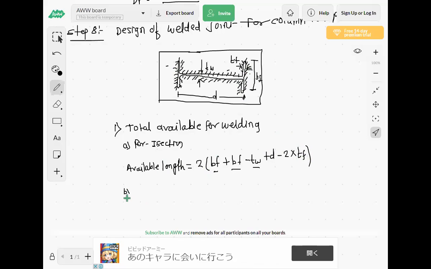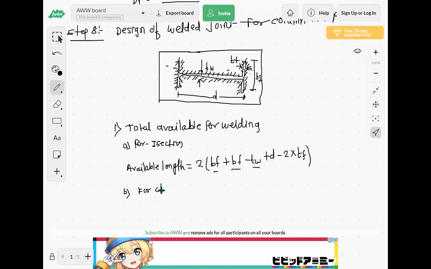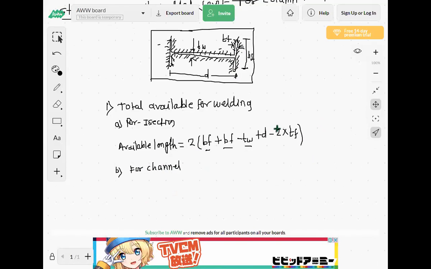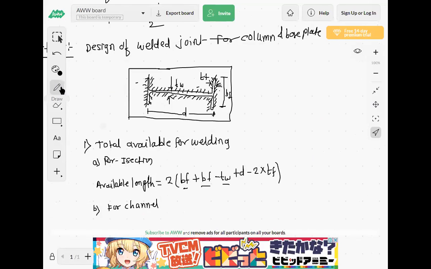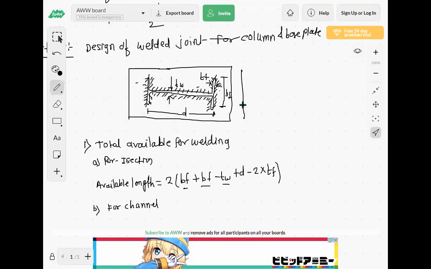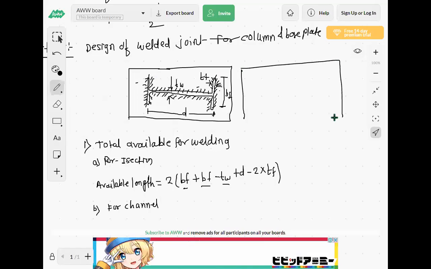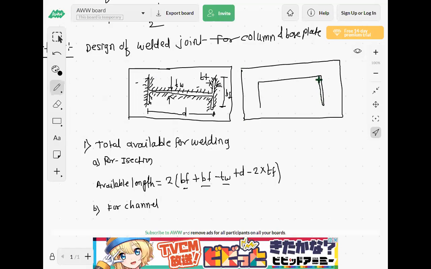Similarly for channel section. If I draw the sketch for channel, again you can see here. This is the base plate, this is your channel. Here you can weld like this. If you have used a channel section as a column, then you have to weld in this area.